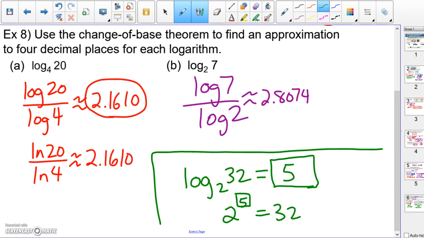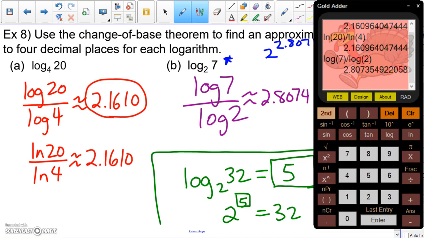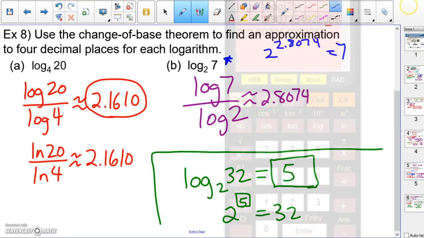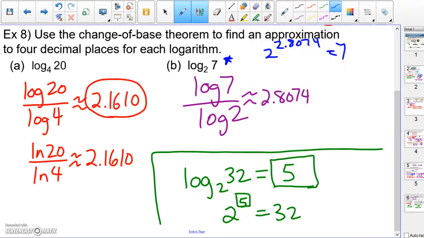So when I do one of these problems, think of this as base 2 to the 2.8074 is equal to 7. I'm finding the exponent. So let's just see. 2 to the 2.807354922058 gives me 7, sure enough. So keep in mind, when you're finding a logarithm, you're finding the exponent.